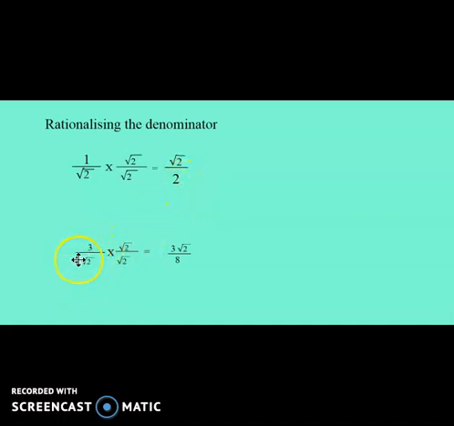If I have 3 over 4 square root of 2, because I want to rationalize this part, I still need to multiply with another square root of 2 over square root of 2. So 3 square root of 2 on top. Square root of 2 multiplied by square root of 2 is 2. 2 multiplied by 4 is equal to 8.